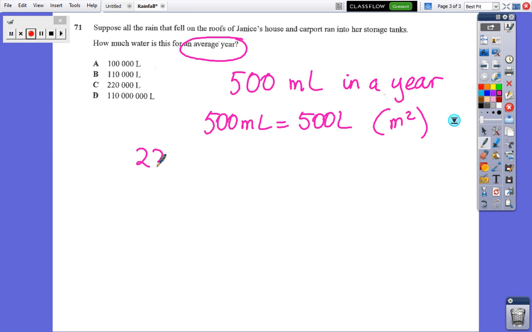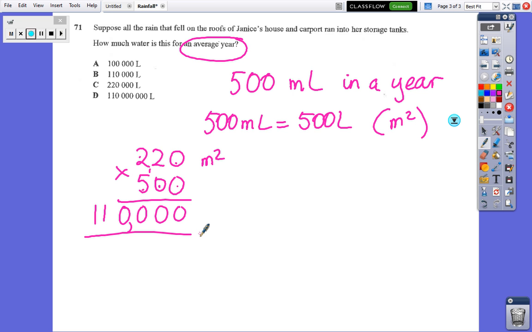And so we've got 220 metres squared, and we're going to multiply by 500. So again, we just do our multiplies. So we've got 2 zeros to start with. 5 times 0 is 0. 5 times 2 is 10. Carry 1. 5 times 2 is 10. Plus 1 is 11. So we've got 110,000, and that answer is B.